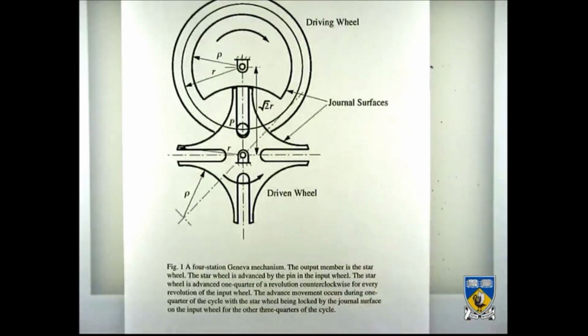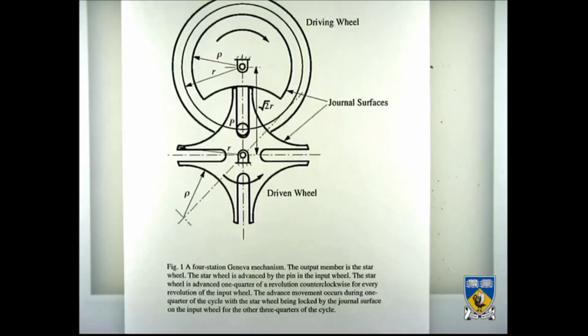What are the applications? Why is it called Geneva wheel? I asked this question, I think, at the second lecture. Who remembers? In watches, this mechanism was used in the first mechanical watches produced in Switzerland, and maybe even in Geneva itself, and that's why it's called a Geneva mechanism.